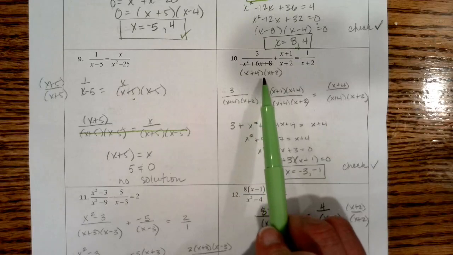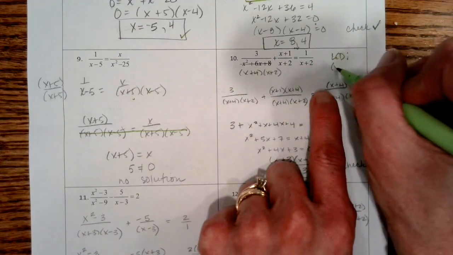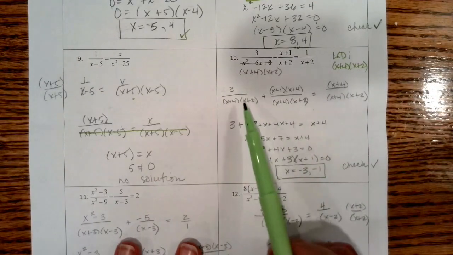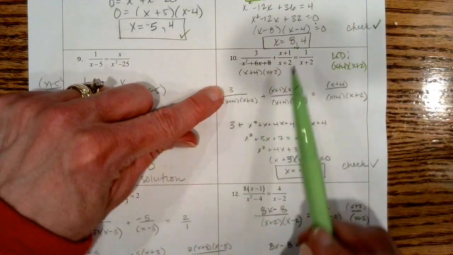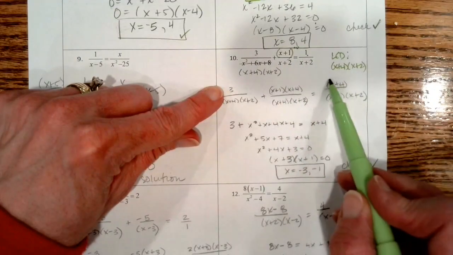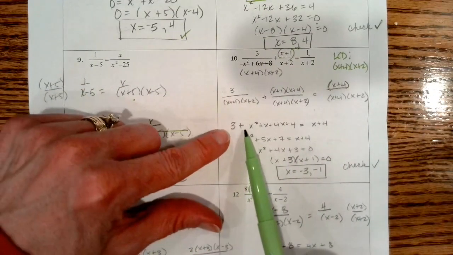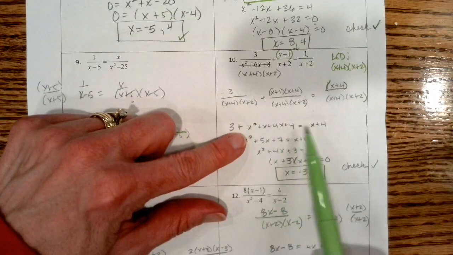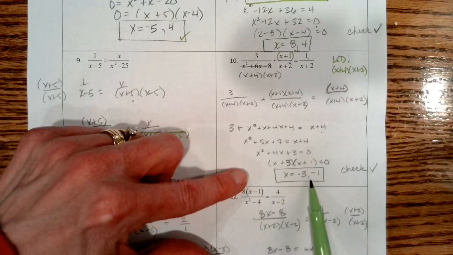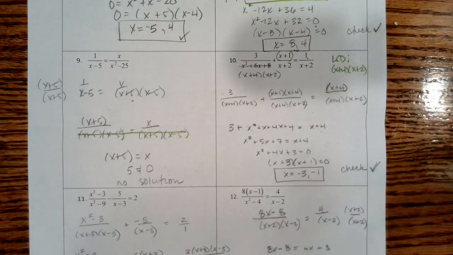I factored number 10. My least common denominator is going to be x plus 4 times x plus 2. Give everybody what they need. The 3 is good to go. This x plus 1 needs an x plus 4, and this one needs an x plus 4. Here's my 3 plus, here's my FOIL, first, outer, inner, last. Then I'm combining like terms, factoring, checking. This guy's good to go.